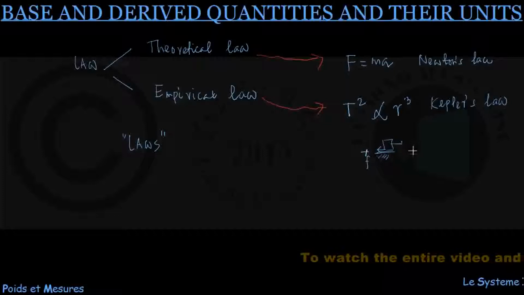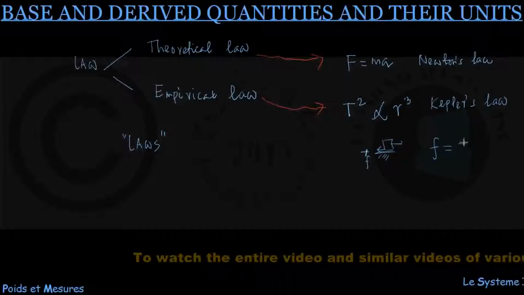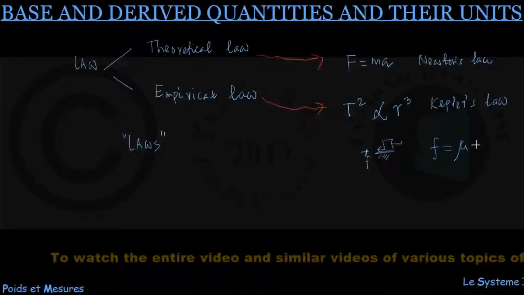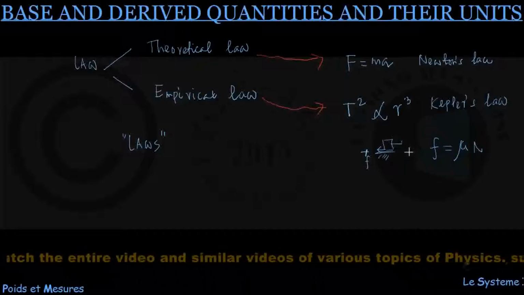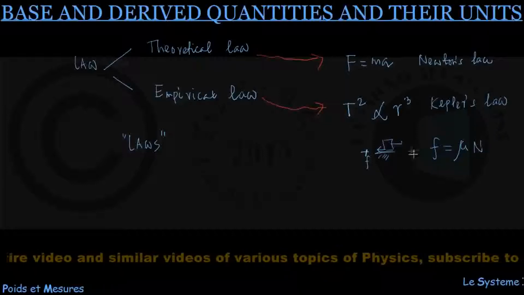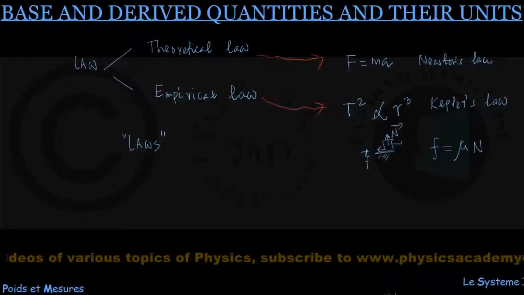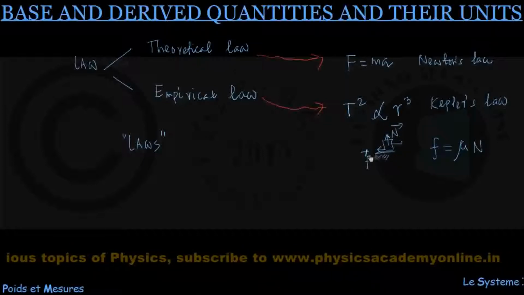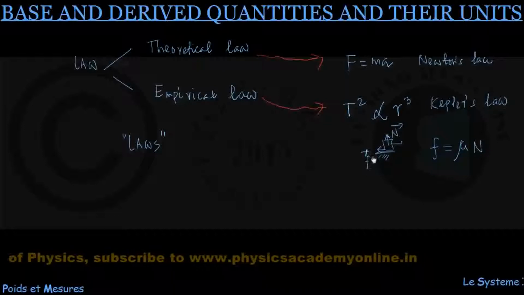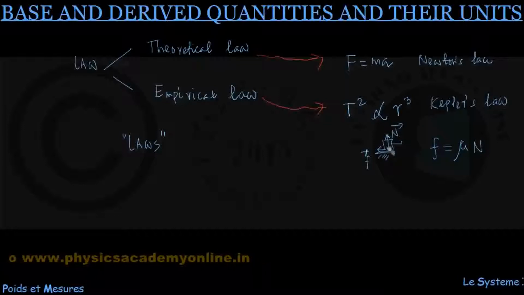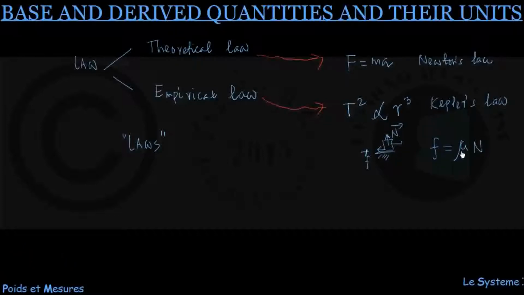Now this frictional force is found to be equal to a constant called the coefficient of friction multiplied by the normal force. That's another kind of contact force. This is a normal force given by the ground, and this is the frictional force given by the ground only. And it has been found experimentally that the frictional force does not depend on the area of contact between the block and the surface, but is proportional to the normal force, and that constant of proportionality is called mu, the coefficient of friction.